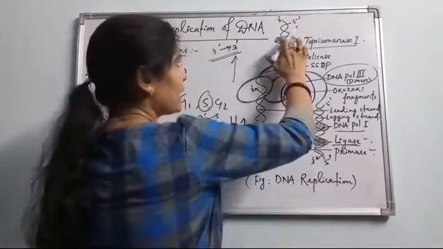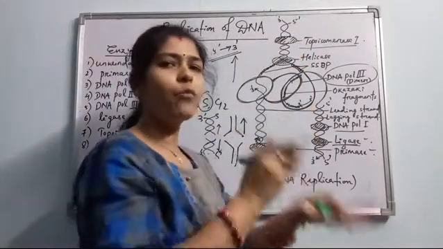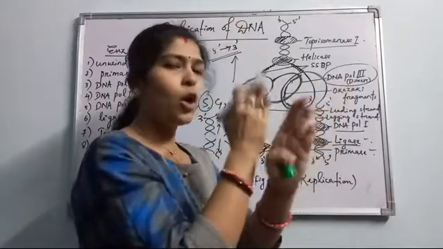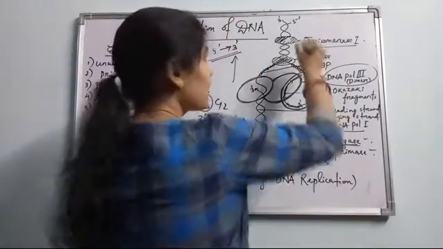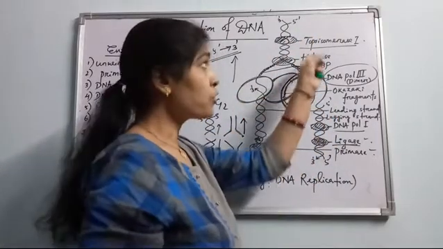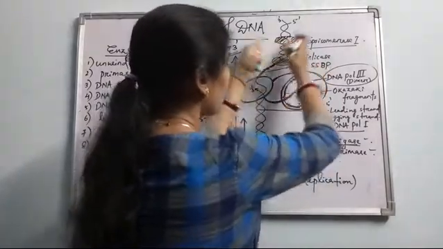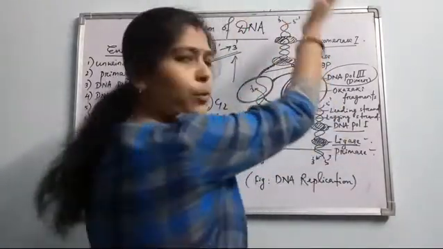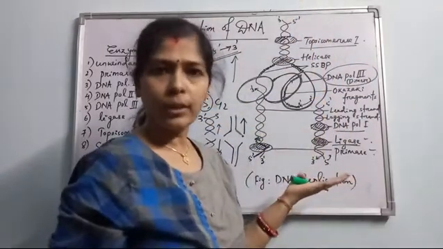How? It creates a nick in one of the double strands so that they unwind and come into the normal coiling type, and then it seals. It cuts and seals, and it continuously does this work. When this portion is over, it will again unwind the next portion and supercoiling will be there again. So topoisomerase enzyme is again needed ahead of the replication fork.